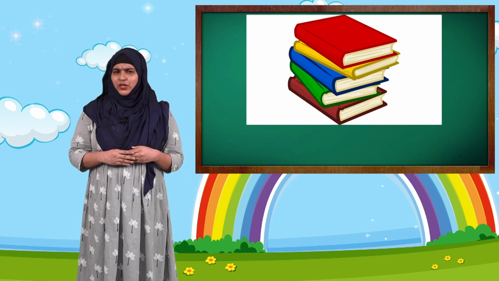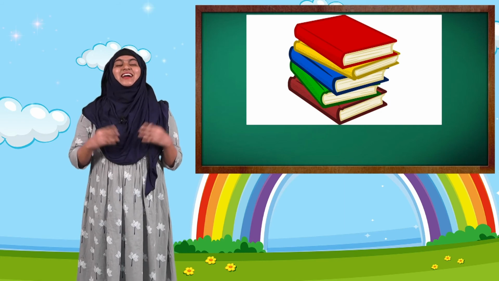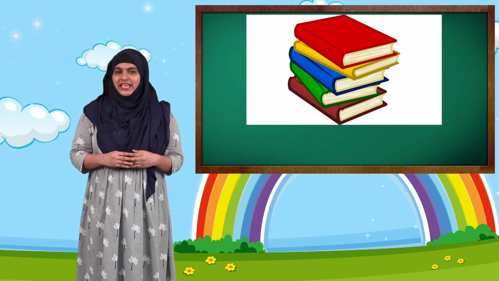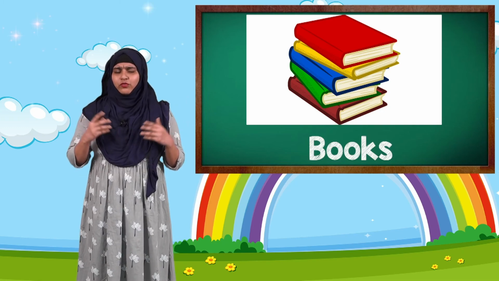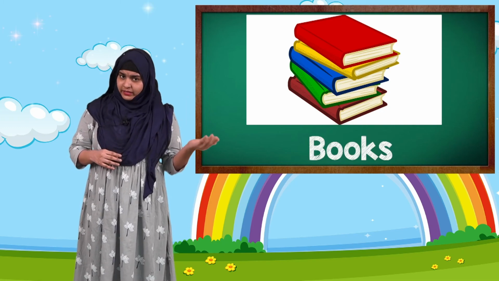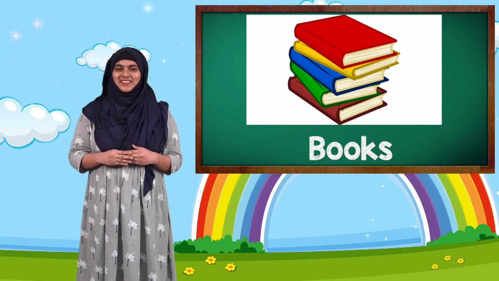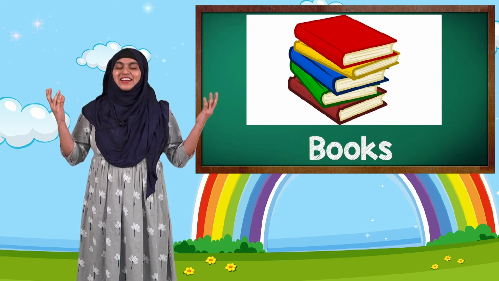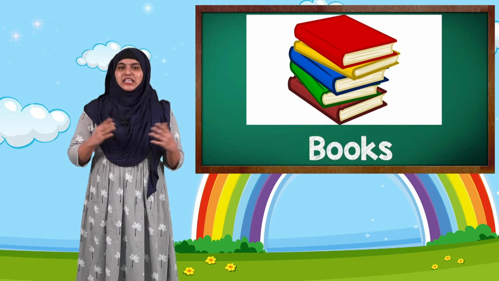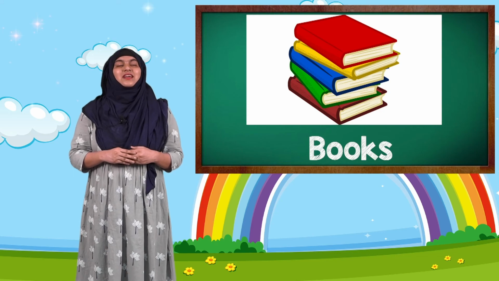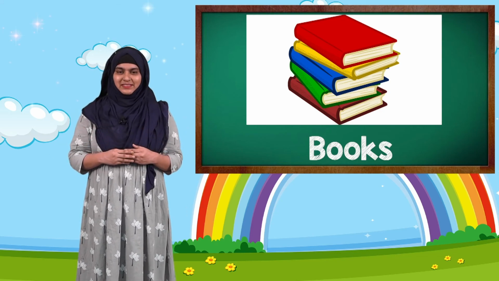Yes, did you all see the second object? Correct. The second object was books. And where do we find books? In the classroom or out of the classroom? Correct. We find books in the classroom. Now, let us see the third object.